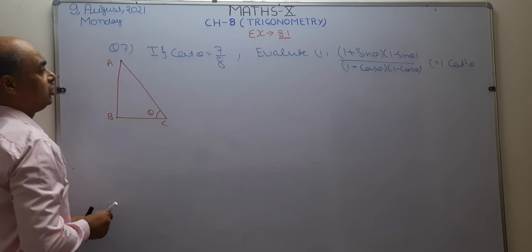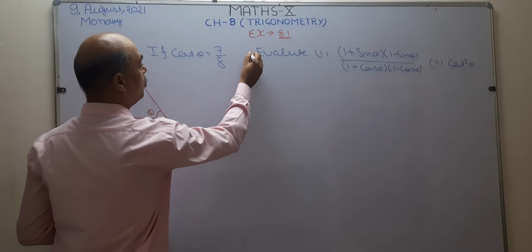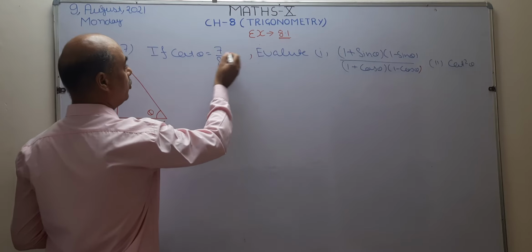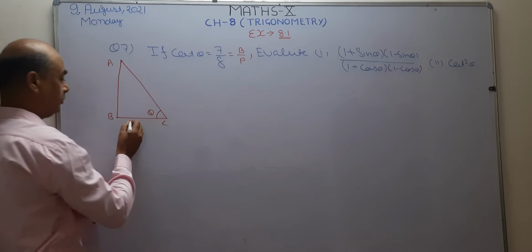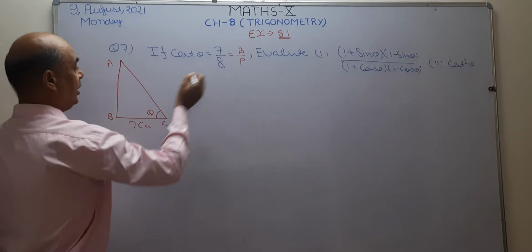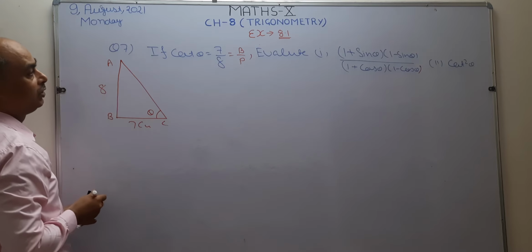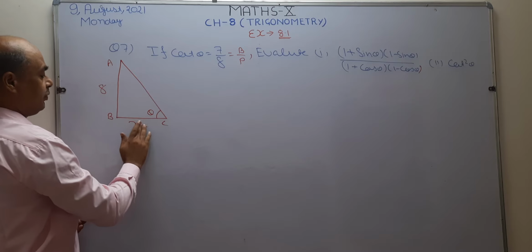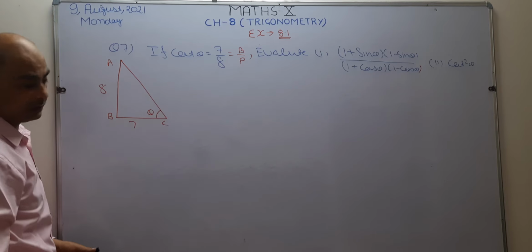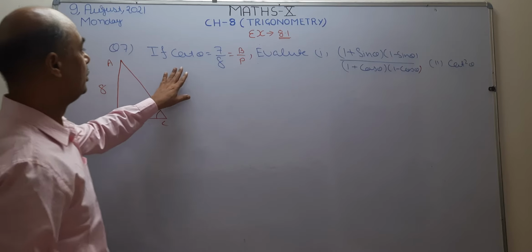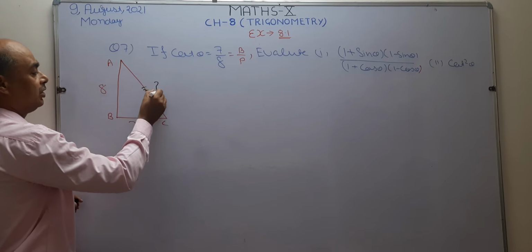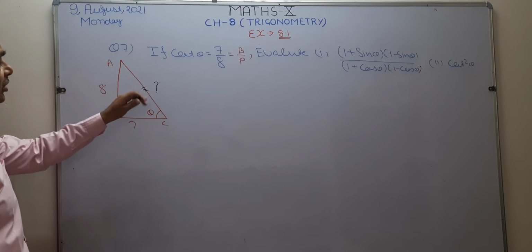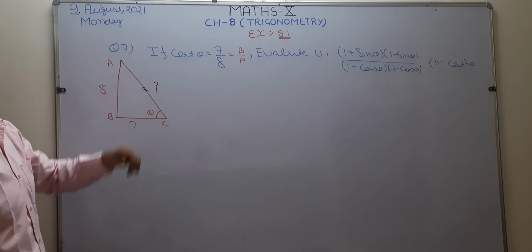Now, as you know, how do we find the value of cot theta? To find the value of cot theta, the formula is base upon perpendicular. Now the base becomes 7 centimeters and the perpendicular is 8. Now first, I want to complete this triangle, which means I want to find the third side of the triangle. How do we find the third side? As you know, by using the Pythagoras theorem.